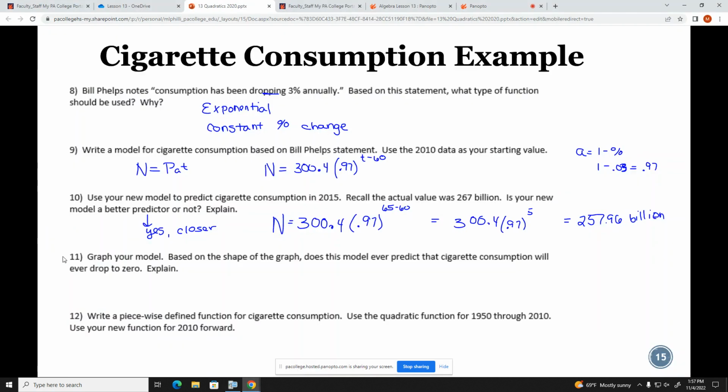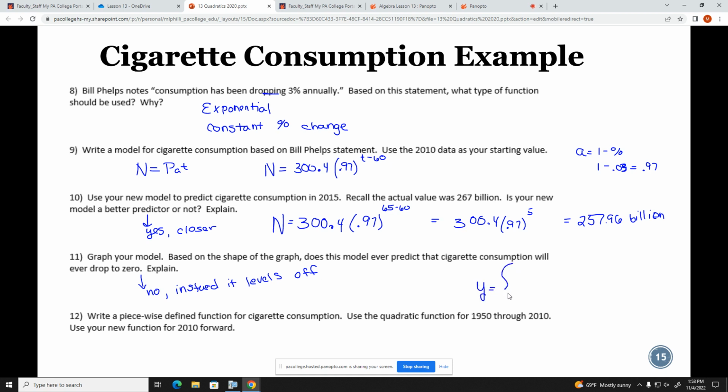So looking at our questions, does this ever drop to 0? And the answer is no. Instead, it levels off. And then write a piecewise function. So our piecewise function, we'll write y equals.